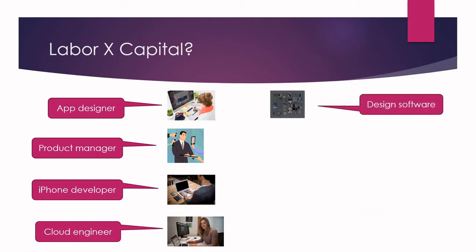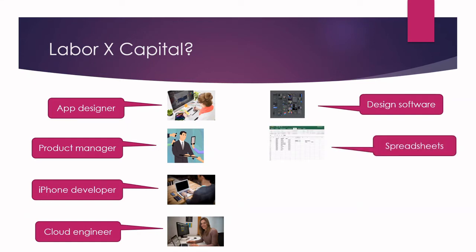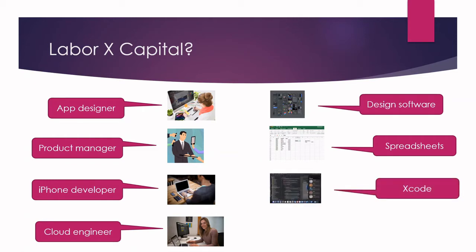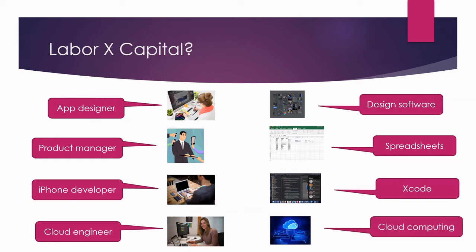So the app designer needs some kind of design software so she can prototype different screen flows and layouts and storyboards and things like that and conceive of what the app would look like. The product manager is using spreadsheets and Word docs to manage all the requirements and the progress, the timeline, the budgets and things like that. That's all really necessary. The iPhone developer uses some software called Xcode, which allows him to write iPhone apps. And the backend engineer is going to be using some cloud computing infrastructure and databases and some other software to do her job. All right, so we have all this labor, we have all this capital.